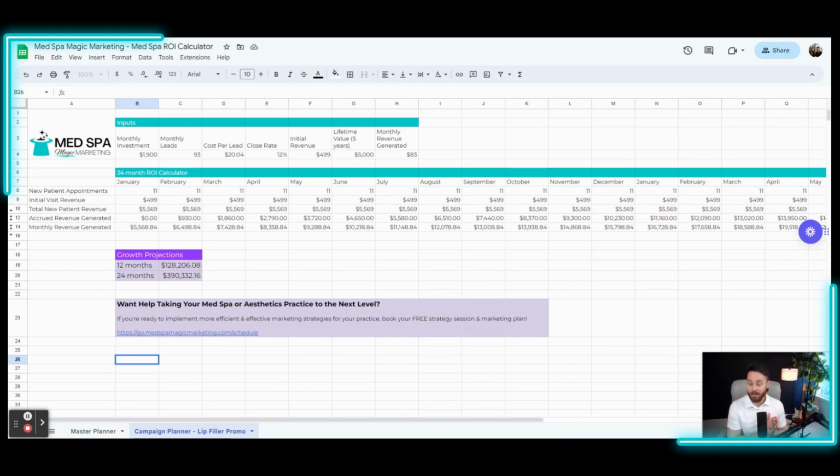The book Med Spa Confidential lists $10,000 as that number. To be conservative, we're going with $5,000 as the lifetime value of an average aesthetics patient over a 5-year window.